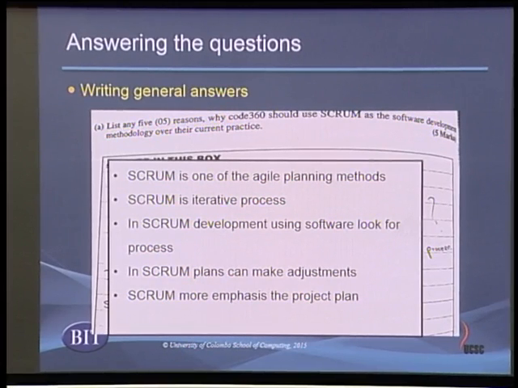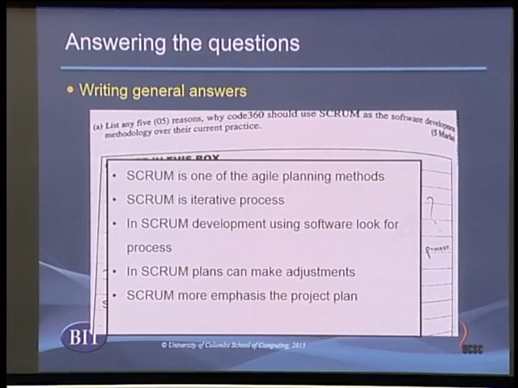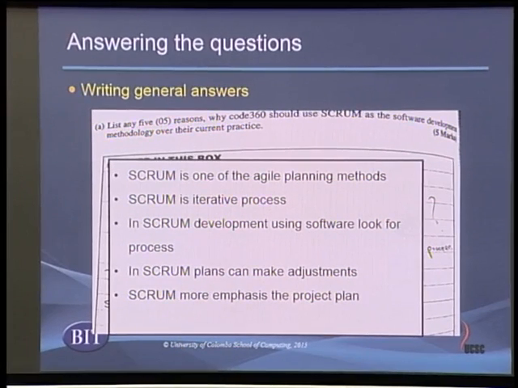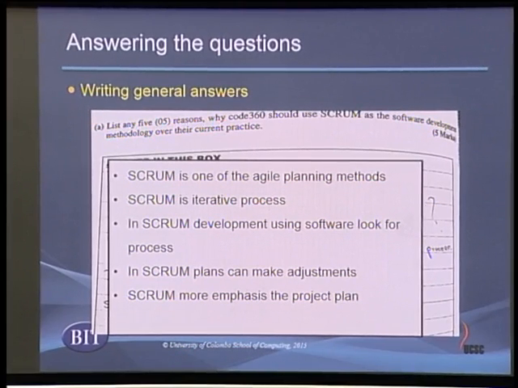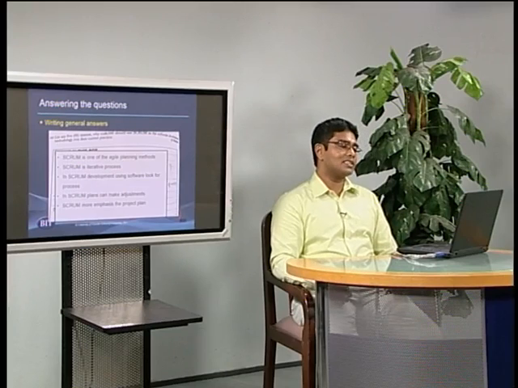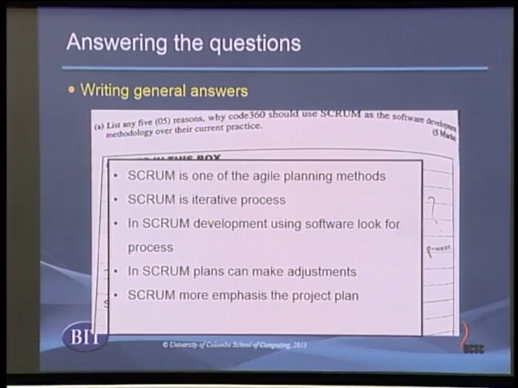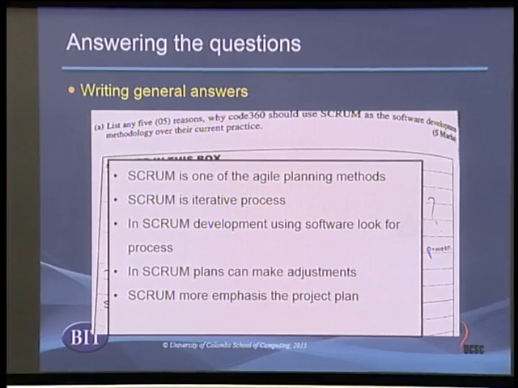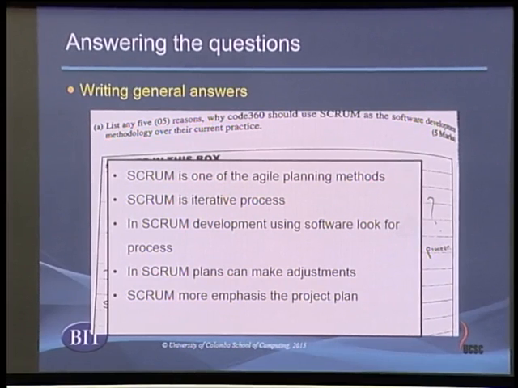Where the 5 reasons are given, but does this talk about why the Code 360 should use Scrum over the current practice? The current practice mentioned in the question is iterative waterfall. So basically the student has to compare the two together and give an answer.